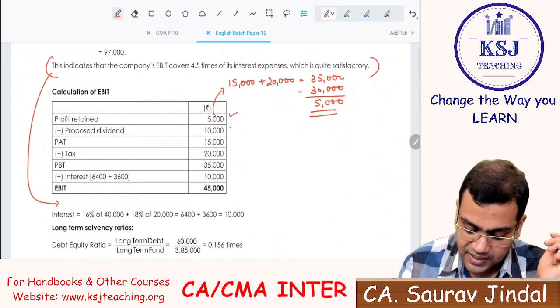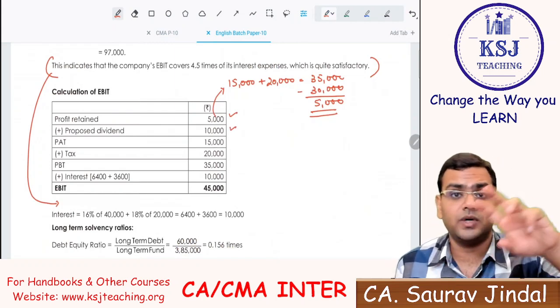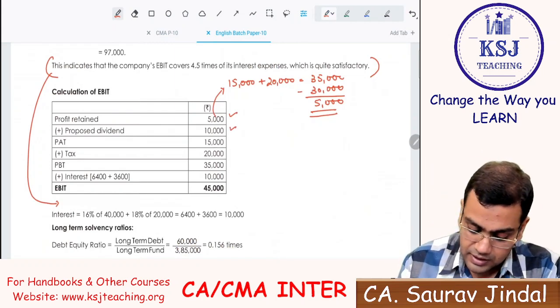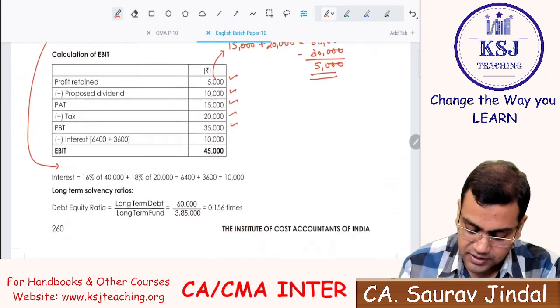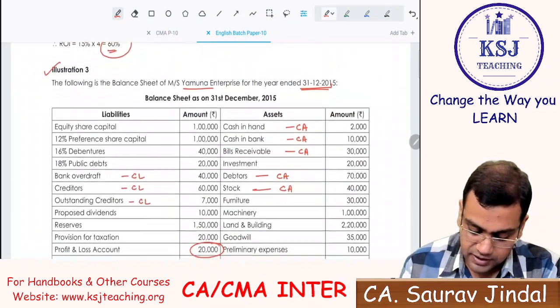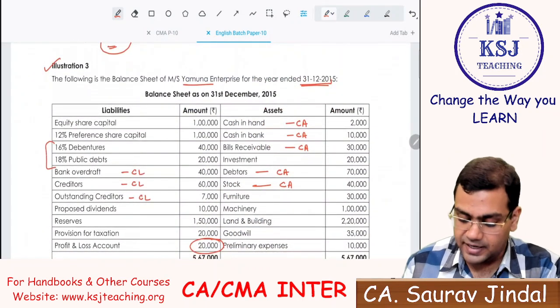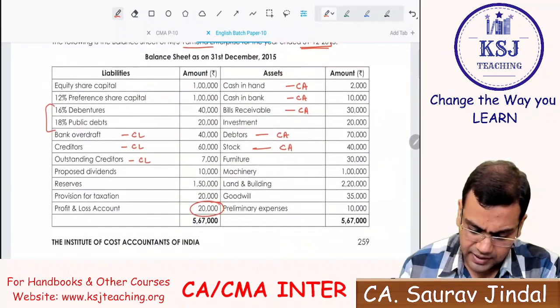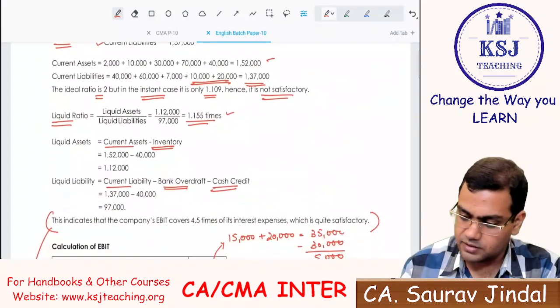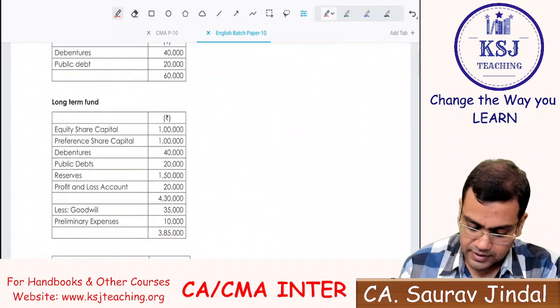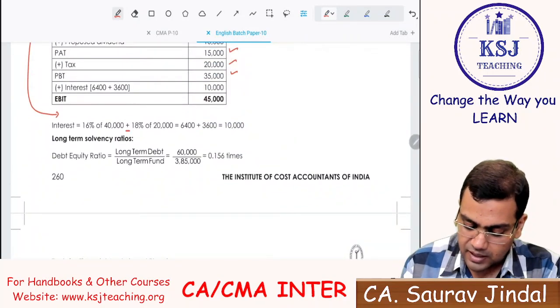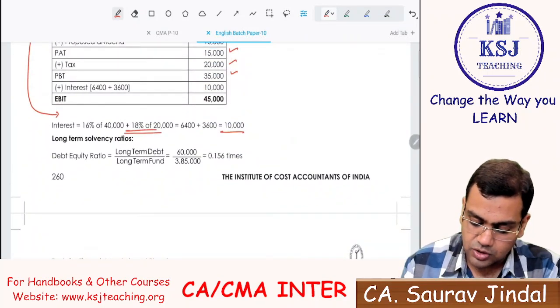Add proposed dividend 10,000. We are basically doing the reverse working. So profit after taxes, add tax, PBT, add interest. Interest is on two things: 16% of 40,000 and 18% of 20,000. Correct. Right. So this is how the profit has been calculated, sir. 10,000. So you will get the EBIT.